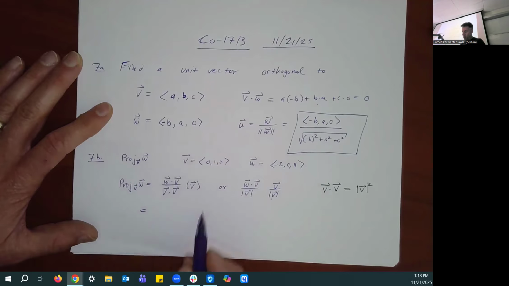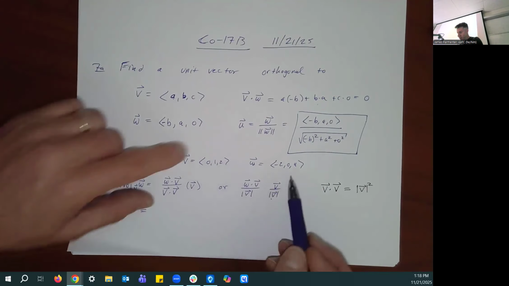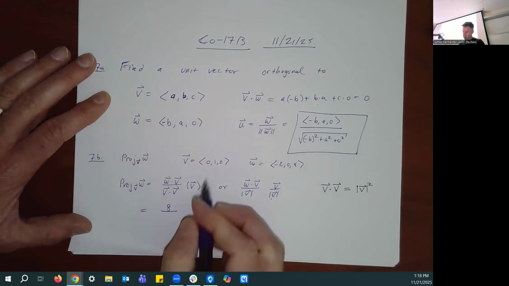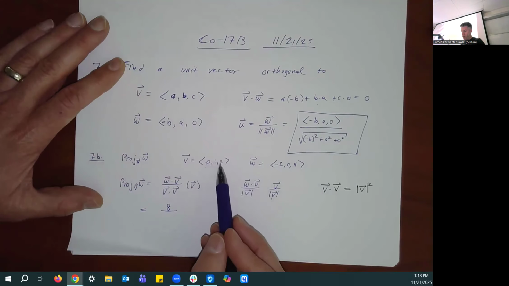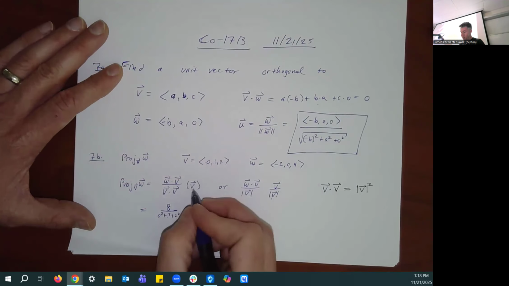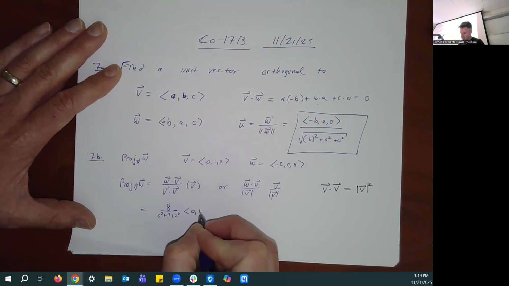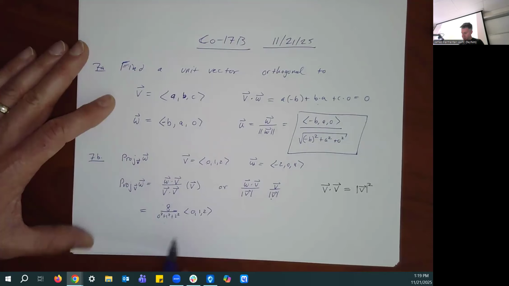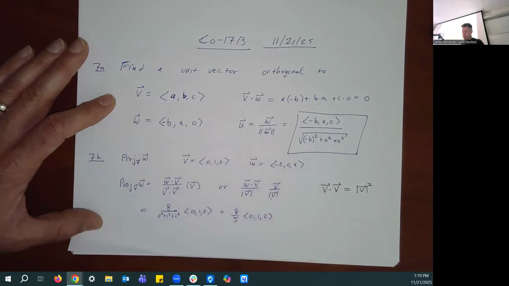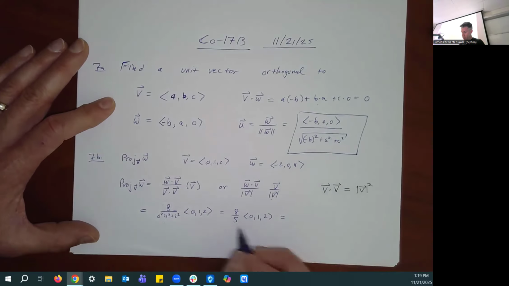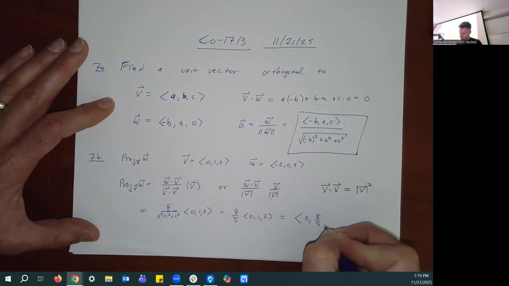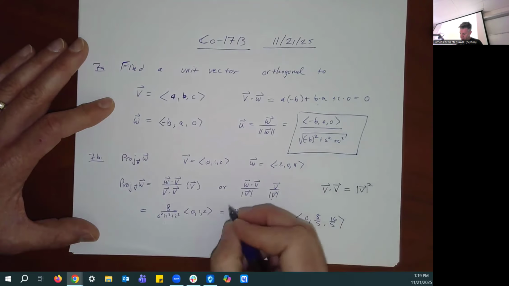In any event, let's calculate it. So W dot V is 0 plus 0 plus 8, right? 0 times negative 2 plus 1 times 0 plus 2 times 4. V dot V is 0 times 0 plus 1 times 1 plus 2 times 2, which is 0 squared plus 1 squared plus 2 squared. And finally, the vector V is the vector 0, 1, 2. So we're getting 8 over 5 times the vector 0, 1, 2. I would probably leave it like that, but you can also choose to distribute the scalar multiple and get 0, 8 over 5, 16 over 5. Either way should be acceptable.